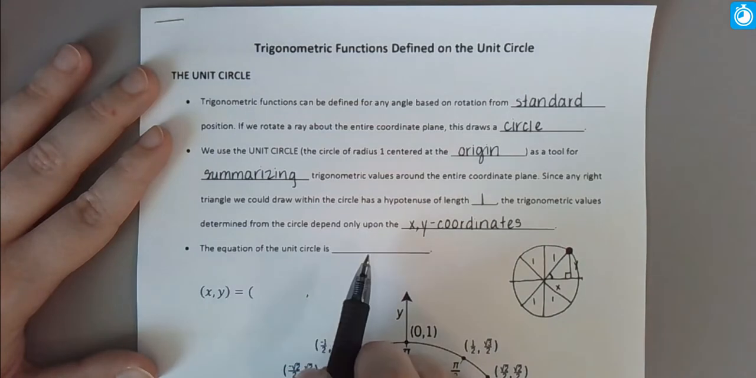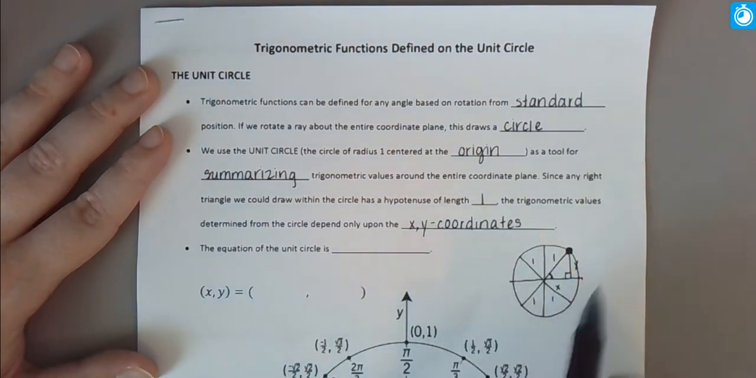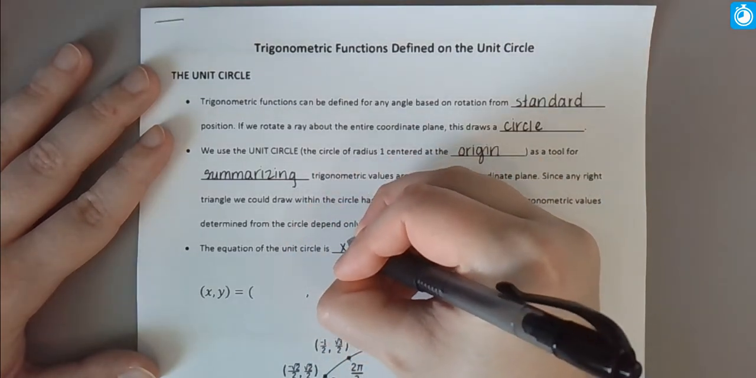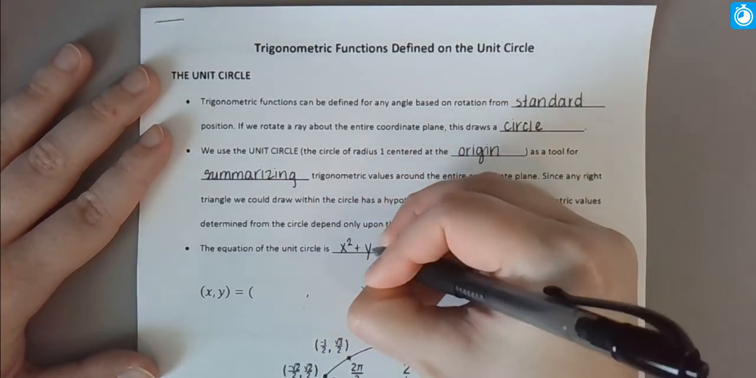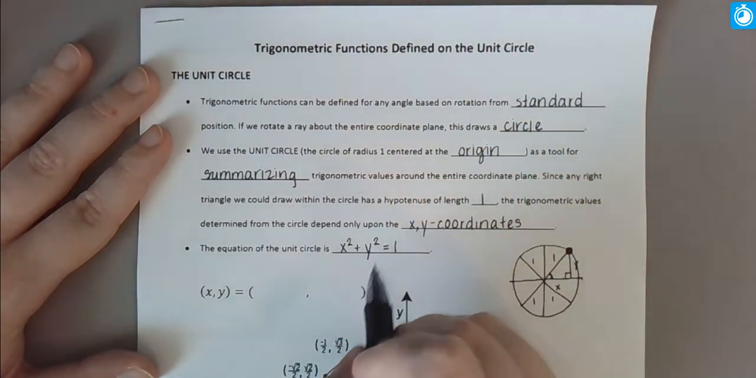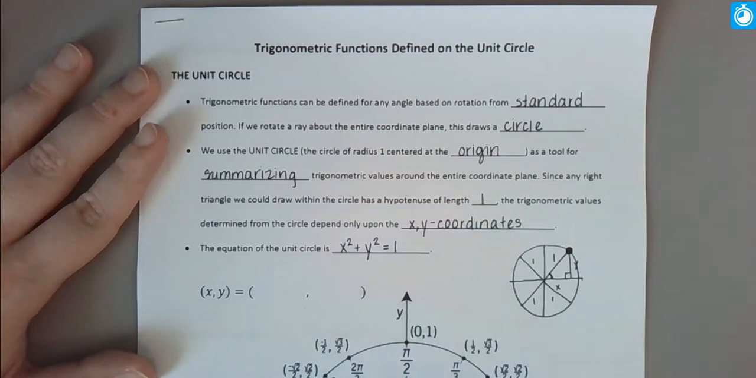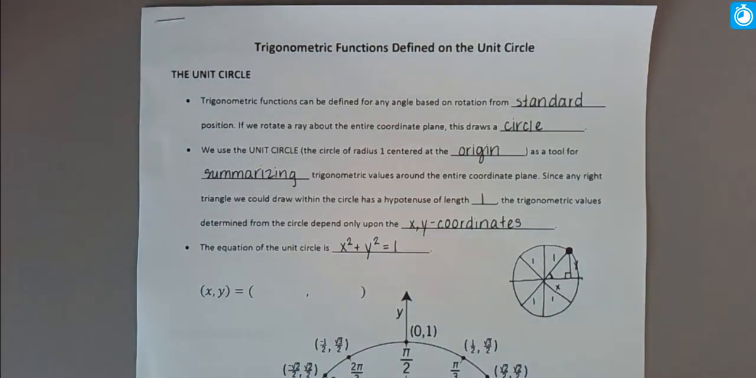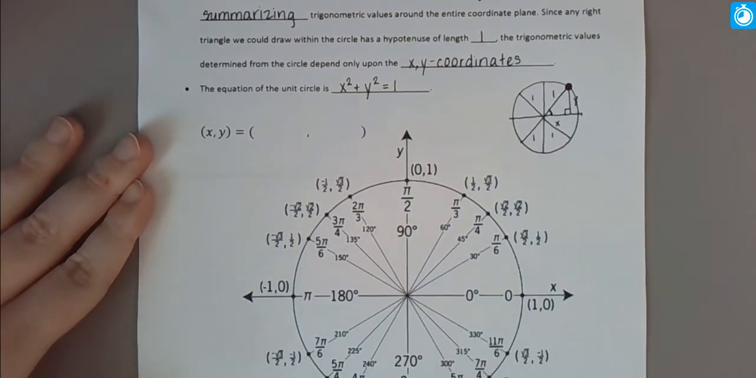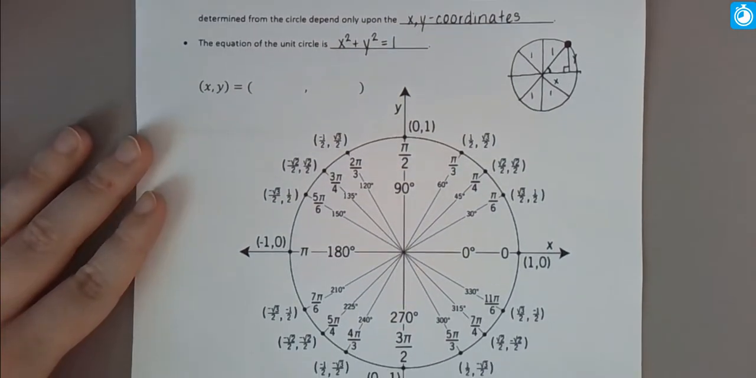Now the equation of the unit circle, since it is a graph, does rely on x and y. The actual equation that represents this circle is x squared plus y squared is equal to 1, which is going to be significant. In just a moment, we're going to define what the actual trigonometric values are, specifically sine and cosine. And then we'll come back to this equation. This equation, again, is significant.